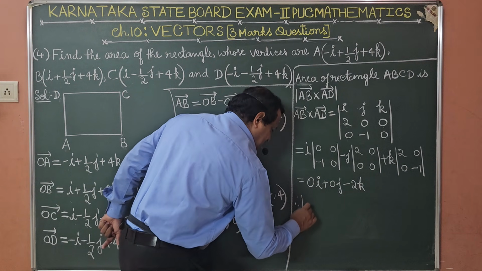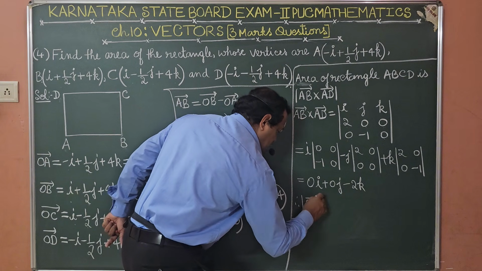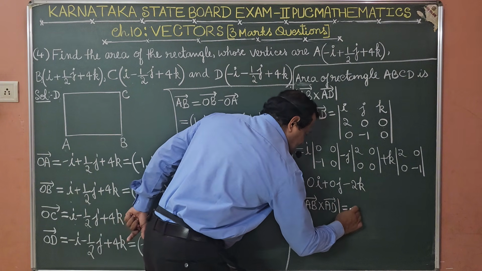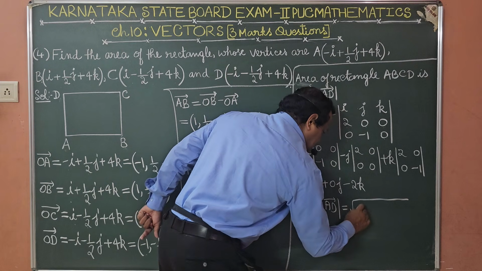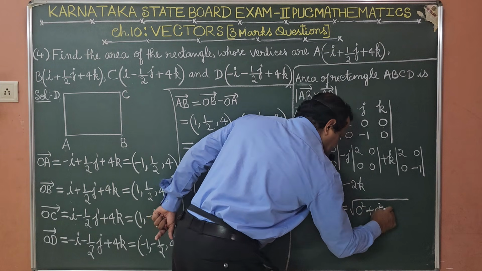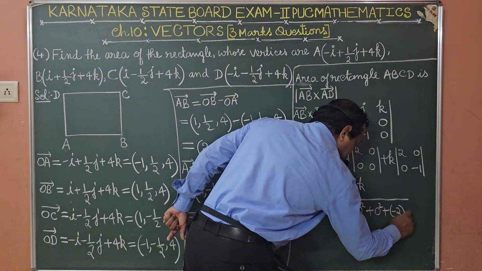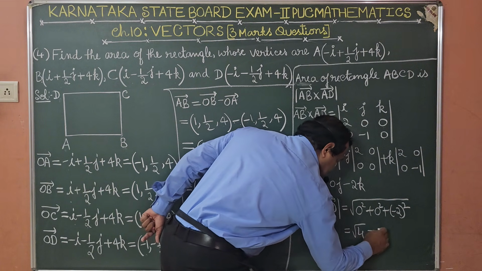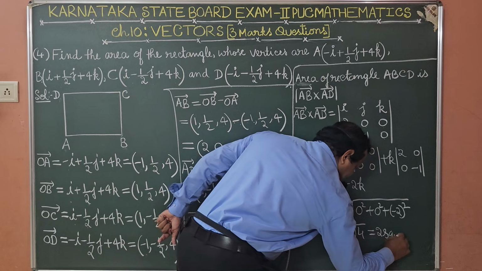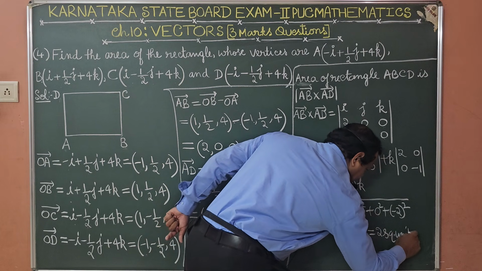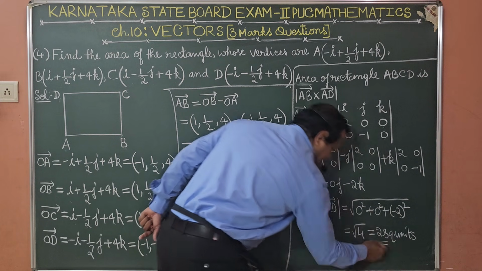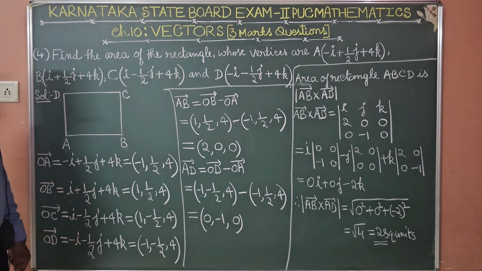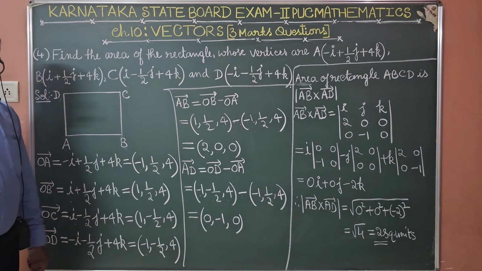Now I will find its magnitude of AB cross AD vector, which is square root of 0 square plus 0 square plus minus 2 square. So square root of 4, which is 2 square units, is the area of this rectangle. So watch the video carefully and understand the solution.